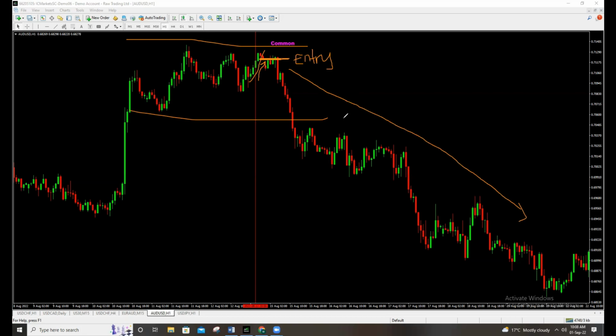Another way of trading it is, don't trade it when it happens. Just make sure that you wait for the retest, or if it's not retested, it's going to be stop hunted. There'll be a wick up there. Okay, let's find another one.